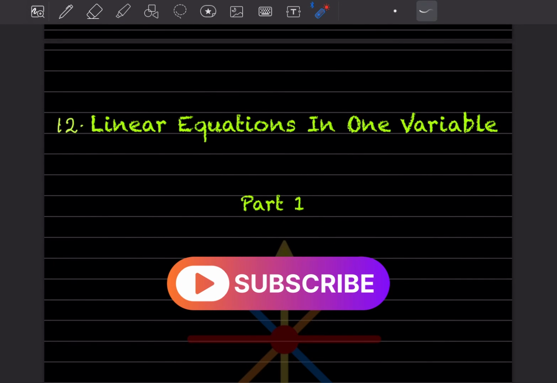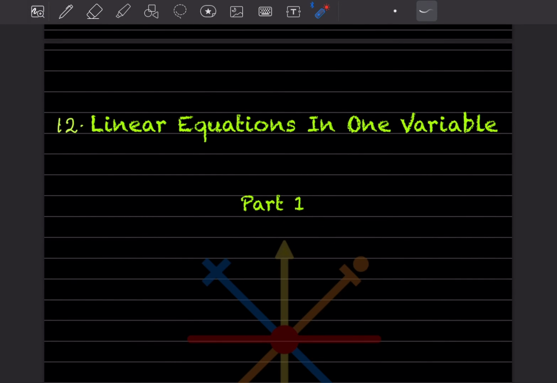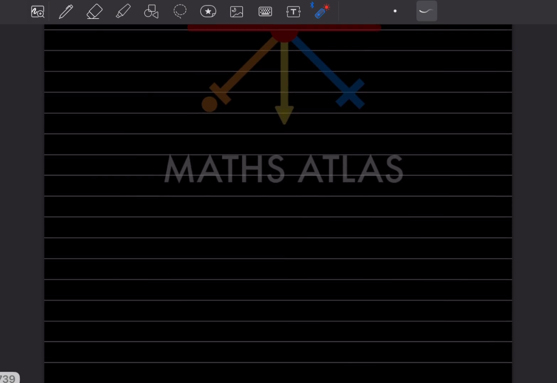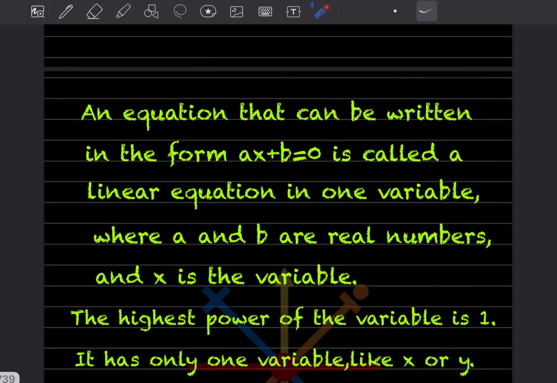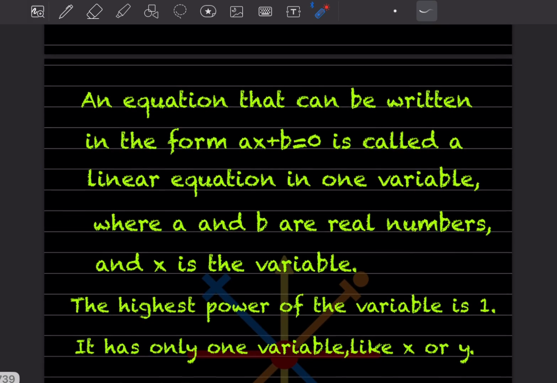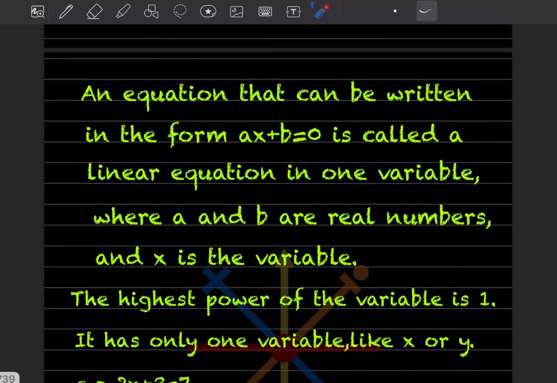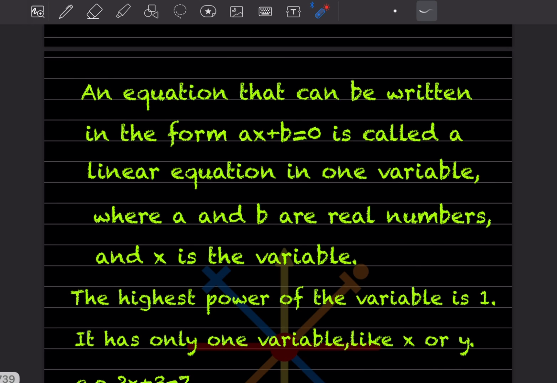So today we'll start with the new topic, that is linear equations in one variable. We'll see part 1 of it. So before we start the exercise, let us see in short what is a linear equation in one variable. An equation that can be written in the form ax plus b is equal to 0 is called a linear equation in one variable.